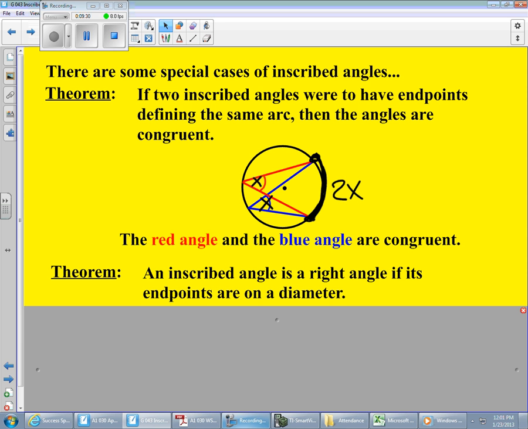Now another theorem. This one's a little bit more useful, happens a little more often in circles. And it says an inscribed angle is a right angle if its endpoints are on a diameter.